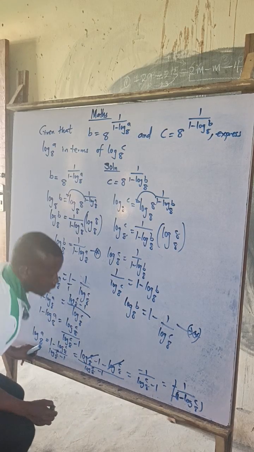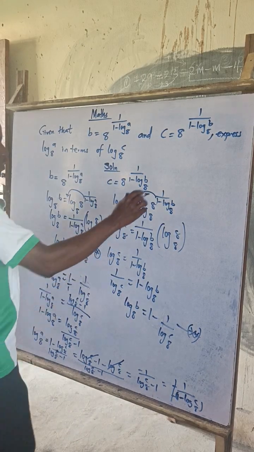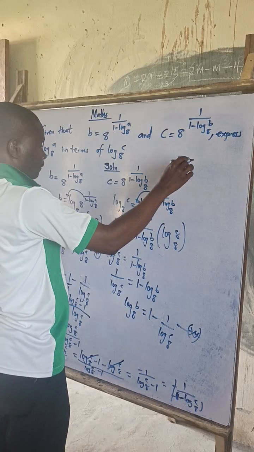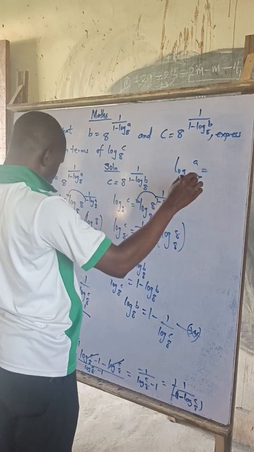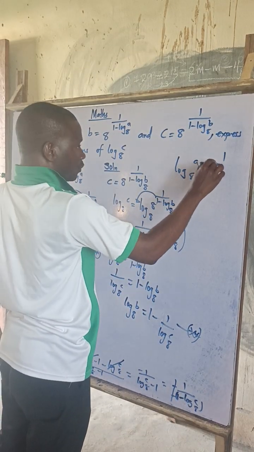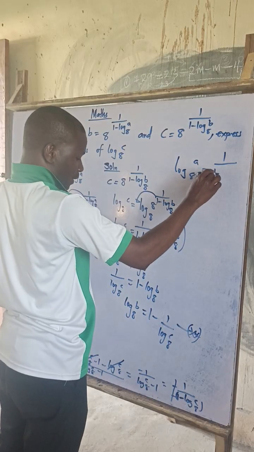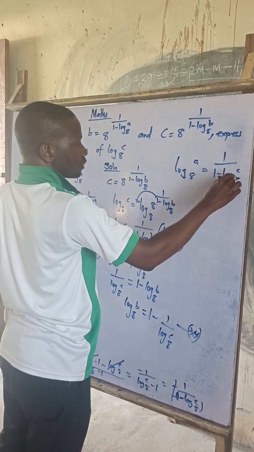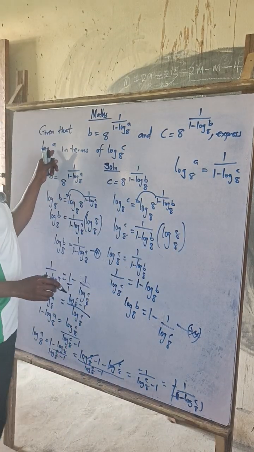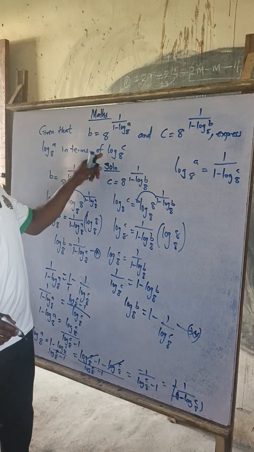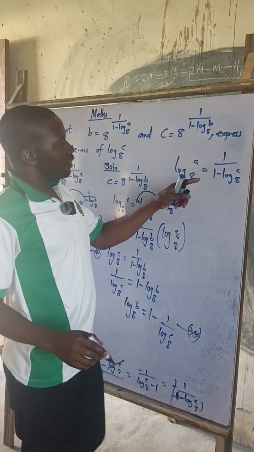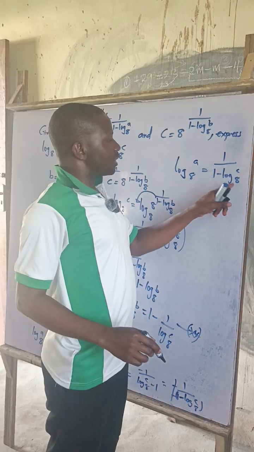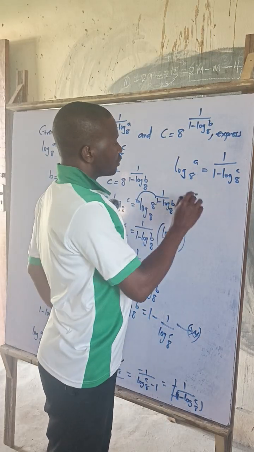So we can conclude that log a to base 8 equals 1 over 1 minus log c to base 8. Therefore, log a to base 8 is now expressed in terms of log c to base 8 as 1 over 1 minus log c to base 8.